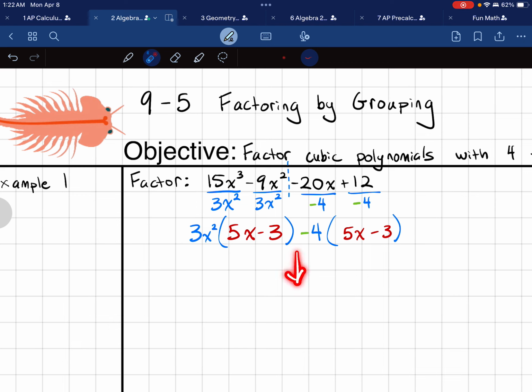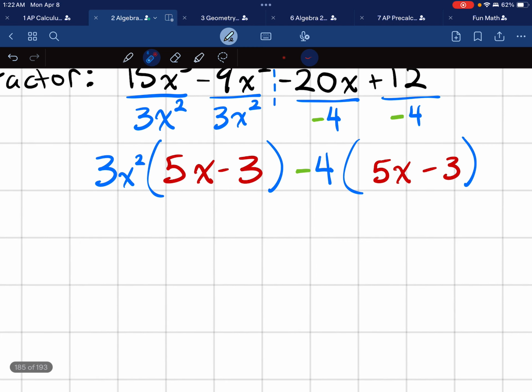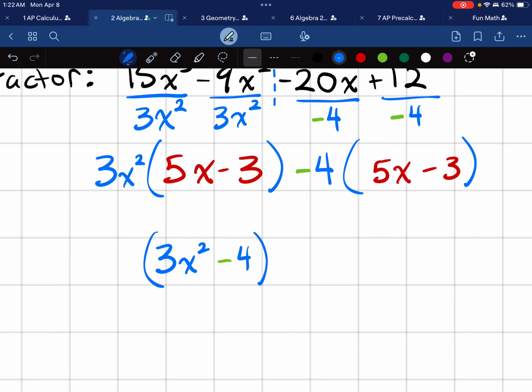This next step is going to be what I imagine is the single most confusing step. And I'll talk about it right now and I'll explain why it makes sense. Let's try that. The final answer here is 3x squared minus 4 times 5x minus 3. That's it.